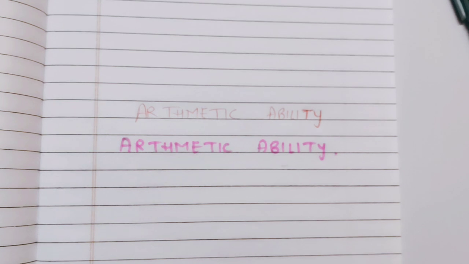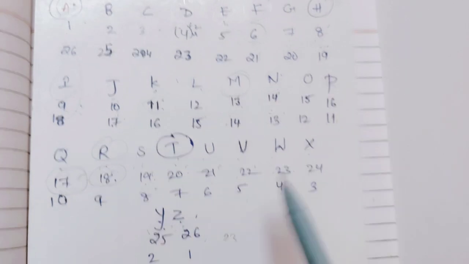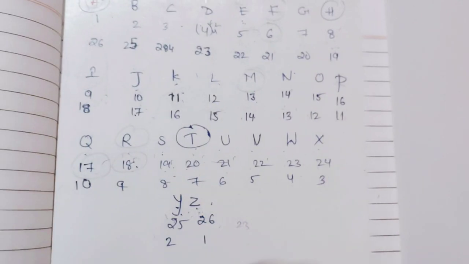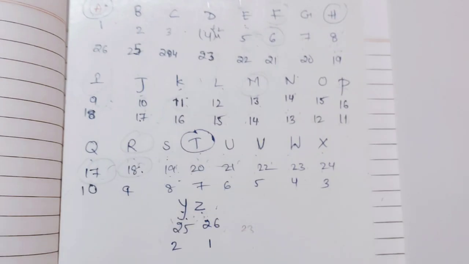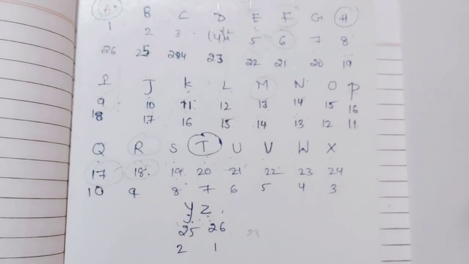So let's get started. See, first of all, whenever we get this type of question, like arithmetic ability, we have to write on a paper A, B, C, D till Z, and then we have to write the reverse of this ABCD. We also have to write the numbers of this ABCD, so that it will be helpful for us to quickly identify which type of question this is and how we can solve it.